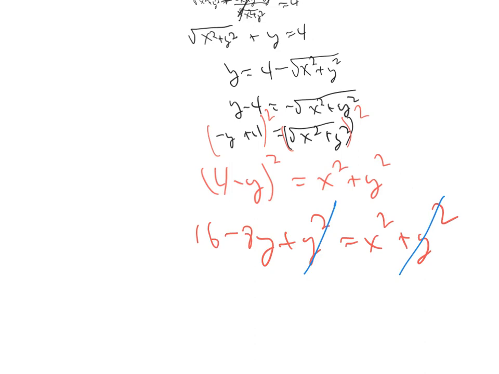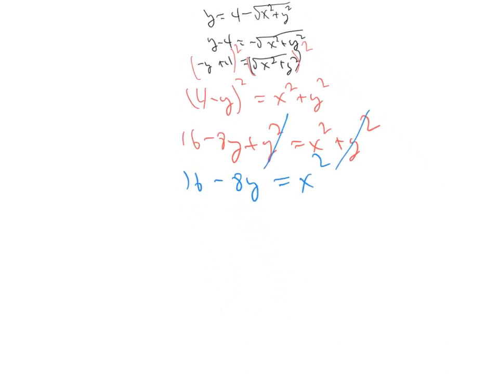But if I can get something solved, in this case now I'm left with 16 minus 8y equals x squared. So I'm almost done. Subtract 16, divide by a negative 8. I'll get y equals x squared minus 16 divided by a negative 8.